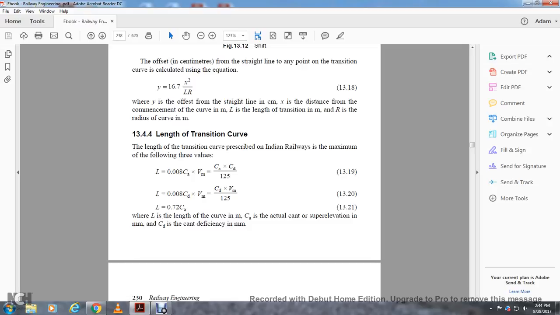3.4.4 Length of the transition curve. The length of the transition curve prescribed in Indian Railways is the maximum of the following three. The length of the transition in meters L equals 0.008 times the cant actual times the velocity in meters, equals 0.008 times the cant actual times the cant deficiency divided by 125, equal to 0.72 times the cant actual. Here L is the length of the curve, Ca is the actual cant, the superelevation, and Cd is the cant deficiency in millimeters.